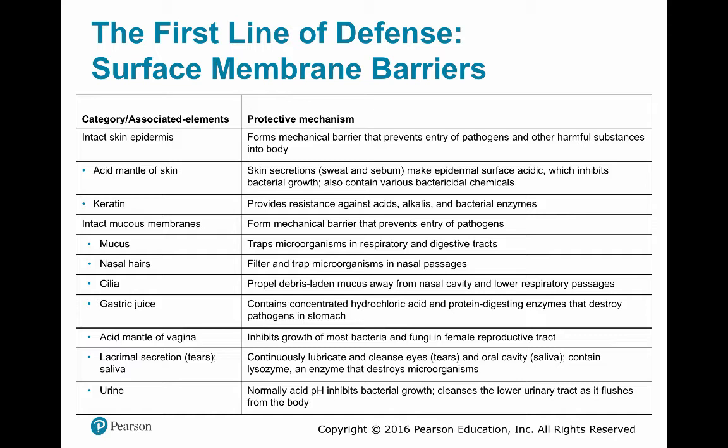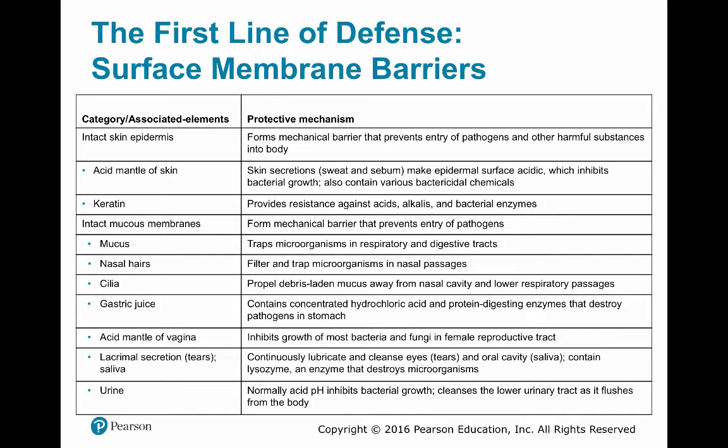Keratin is also there. That's going to help with mechanical resistance against bacterial enzymes, alkalines, which are basic, and acids, and just to make the skin stronger so it's less likely to be cut. Now, when we look at intact mucous membranes, we're looking at all the different parts being there. Of course, we have the mucus that helps to trap the organisms because it's sticky and they can't move out of it. And so that's in the respiratory and digestive tract. You have the nasal hairs that help to filter and trap them and then move them to the digestive system. Basically, the cilia are the main part that help with that.